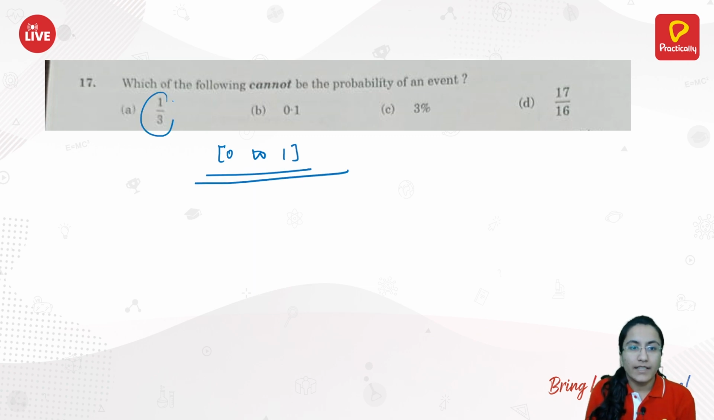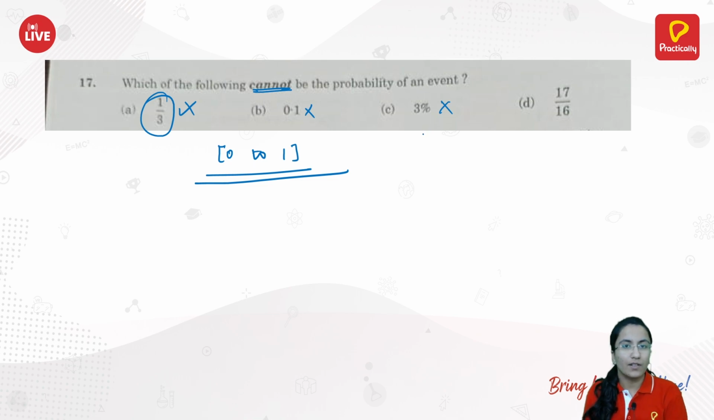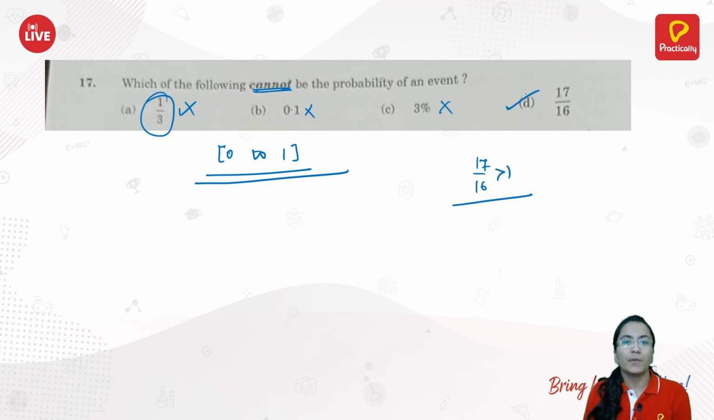So 1 by 3 could be possible, and we need which cannot be the probability. So option A is not a correct answer. 0.1 lies in between 0 and 1, so this is not a correct answer. 3%, this is not a correct answer. From basically 0% to 100% we can have the probability. Here 17 by 16 is greater than 1, so this could not be the probability of any event. So that means option D is the required answer.